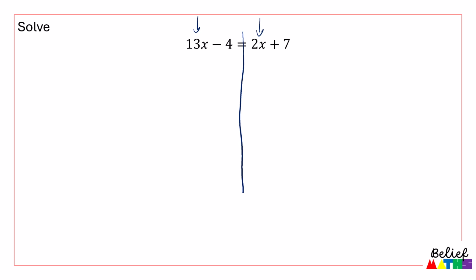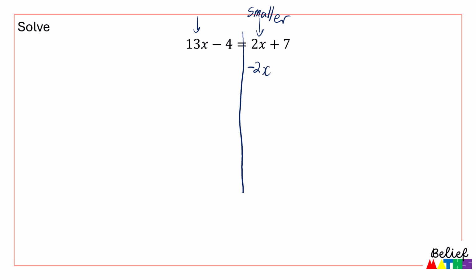Now, I like to get rid of the smaller x. So in this case, this is my smaller x, which is 2. The reason I like to get rid of my smaller x is because what that allows me to do is remain working with positive numbers. So it stops the unnecessary use of negative numbers. So the opposite of plus 2x is subtract 2x.